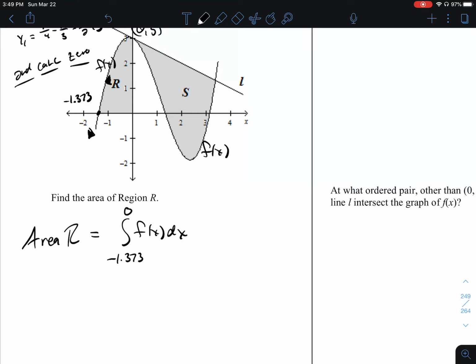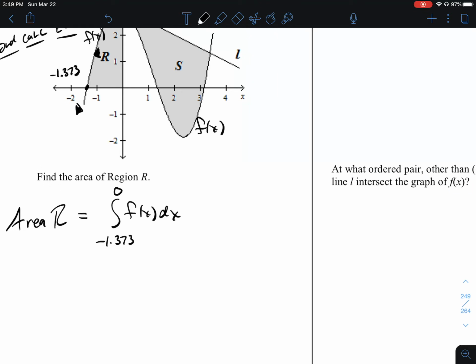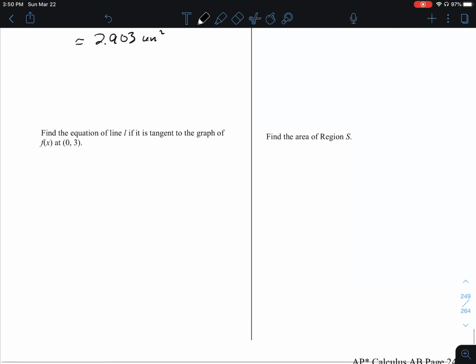Now to find this area, we're going to ask our calculator to do it. So once you've got this in y1 and you're looking at your graph, hit second, calculate. And then I think it's option 7. I don't have my calculator on my person, the one that looks like an integral sign. And then lower bound, negative 1.373, upper bound is 0. And then it's going to give you, I think, 2.903 square units. Good enough.